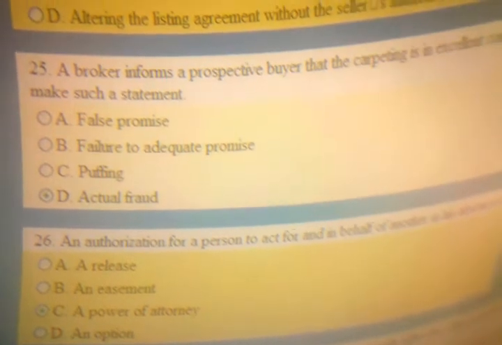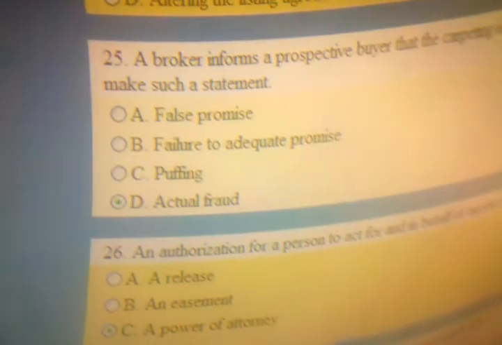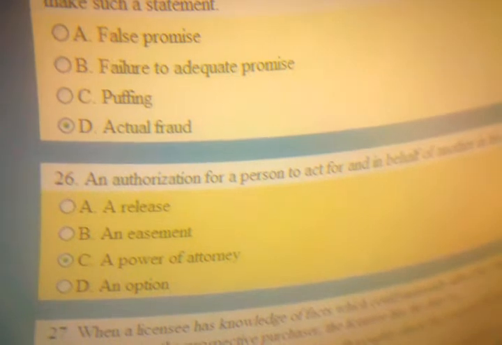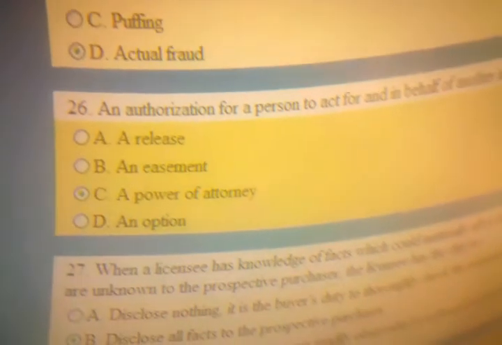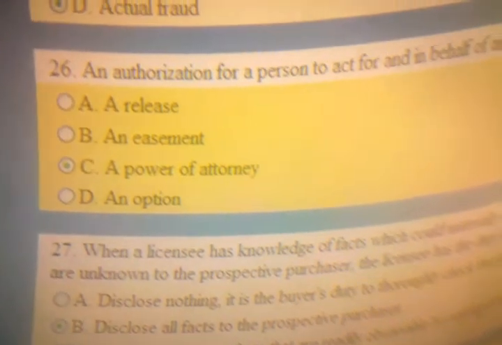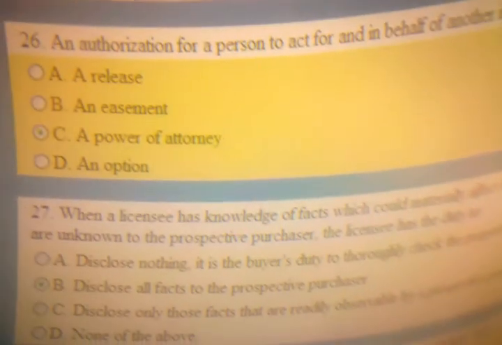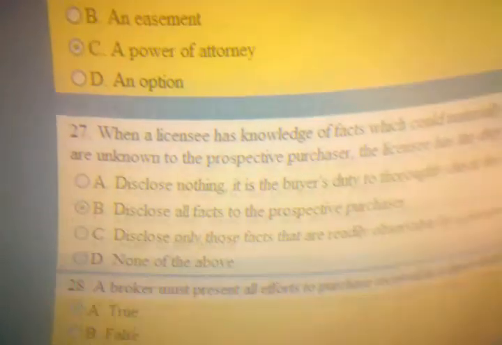A broker informed a prospect buyer that the carpeting is excellent condition without having seen the interior of the residence and having been instructed by seller to make such a statement is actual fraud. And authorization for a person to act on behalf of another in his absence is a power of attorney.